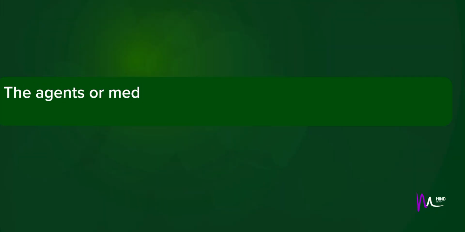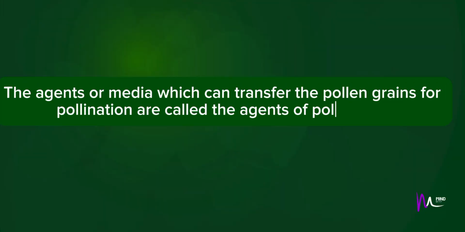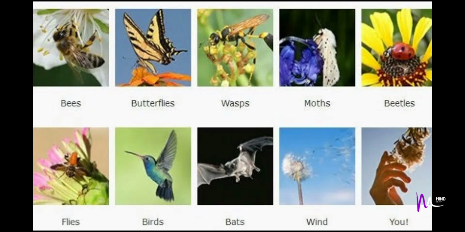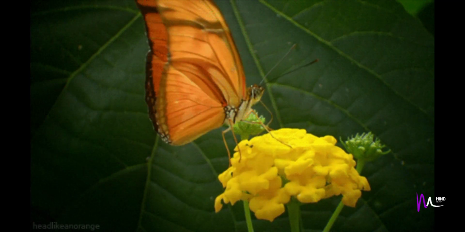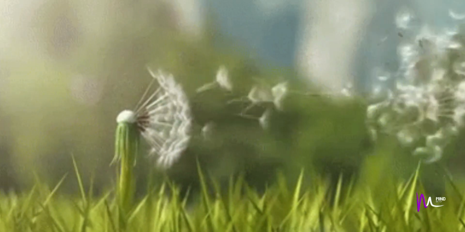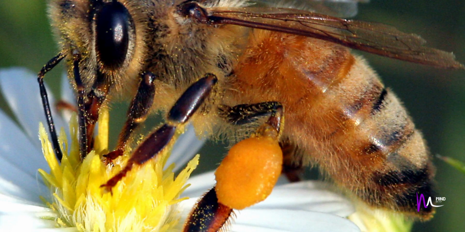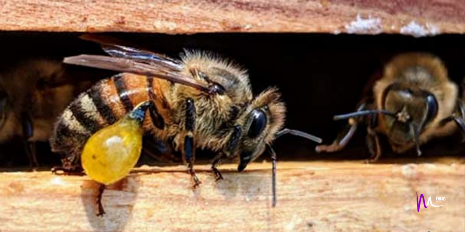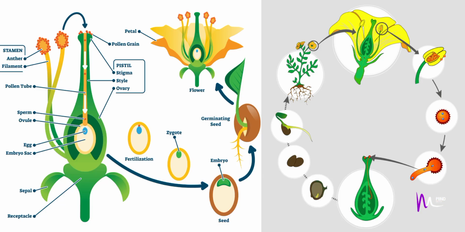The agents or media which can transfer the pollen grains for pollination are called the agents of pollination. Pollinating agents can be animals such as insects, for example, beetles or butterflies, birds and bats, water, wind, and even plants themselves. Pollinating animals travel from plant to plant, carrying pollen on their bodies in a vital interaction that allows the transfer of genetic material critical to the reproductive system of most flowering plants.